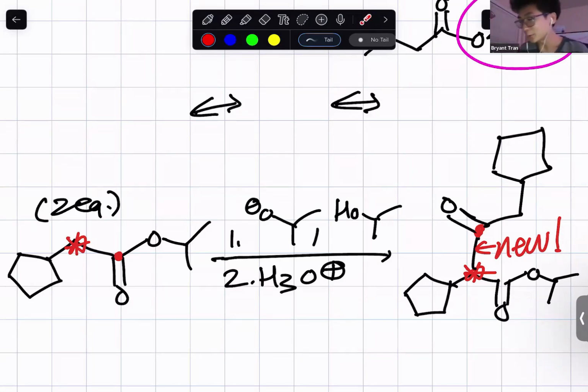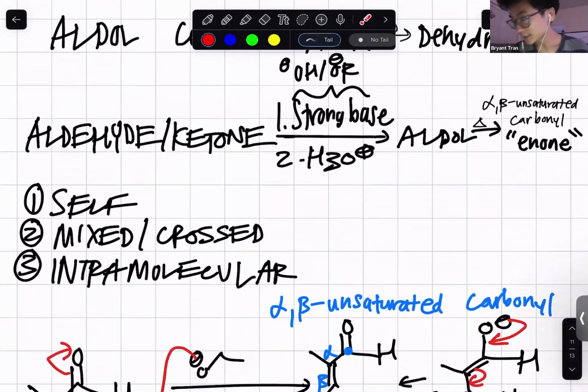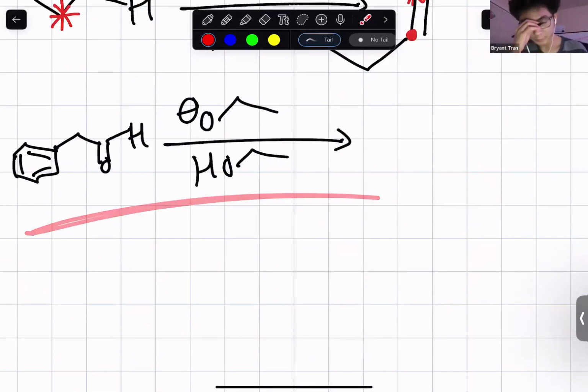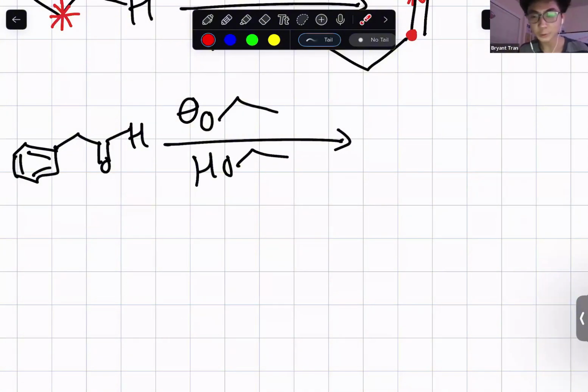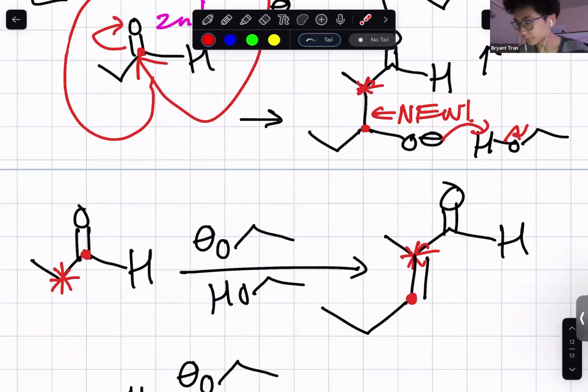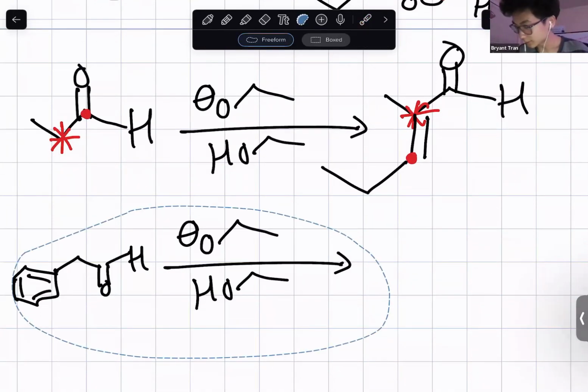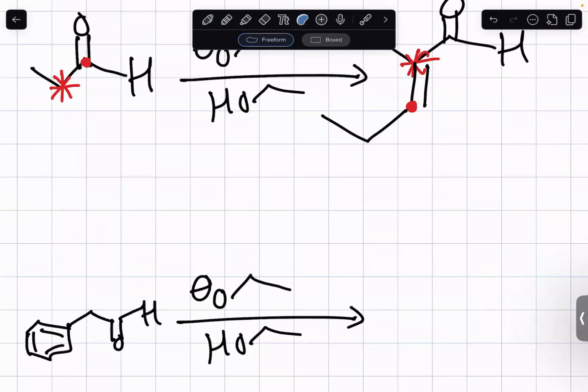Okay. Now, Layla, Peyton, did you guys get this aldol condensation predicted product shortcut I showed you guys? Yeah, let me explain the aldol condensation shortcut one more time.